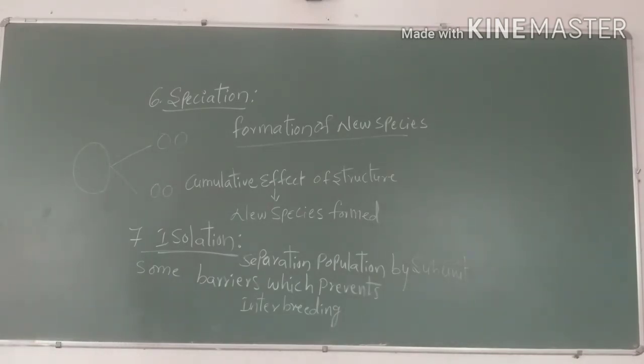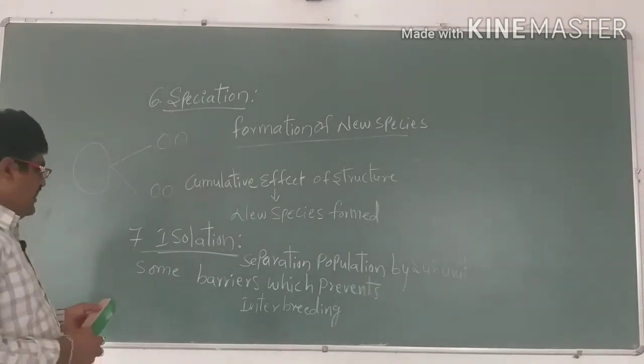There are four types of isolation: geographical, behavioral, mechanical, and genetical. The first one is geographical isolation.